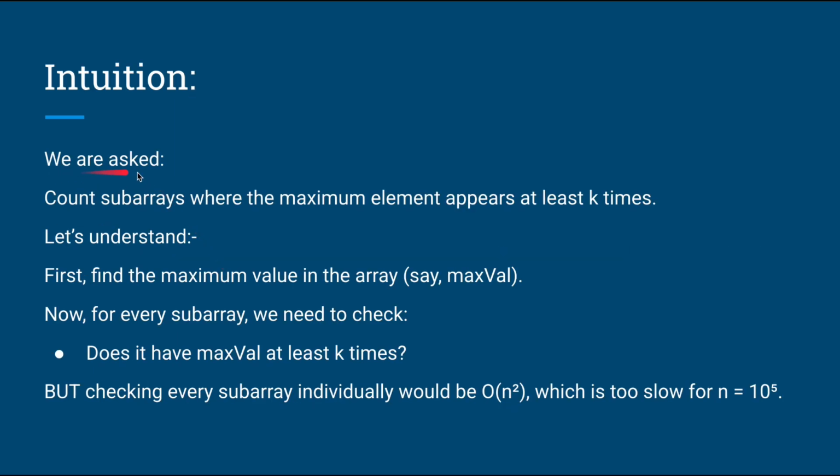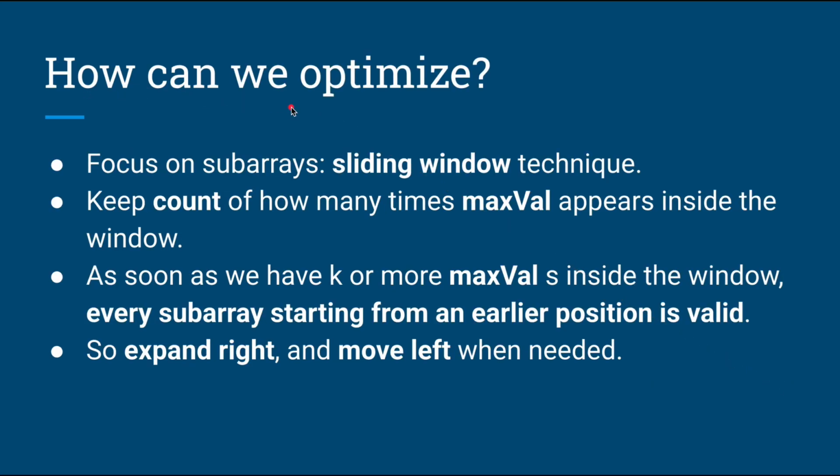Okay, so what are we asked? Count the subarrays where the maximum element appears at least k times. Then what we have to do? First we will find the max value in the array, call it max val, and for every subarray we need to check whether it has it at least k times. If so, we'll increase the count. But checking every subarray individually will be very slow for 10 to the power 5. So how can we optimize it?